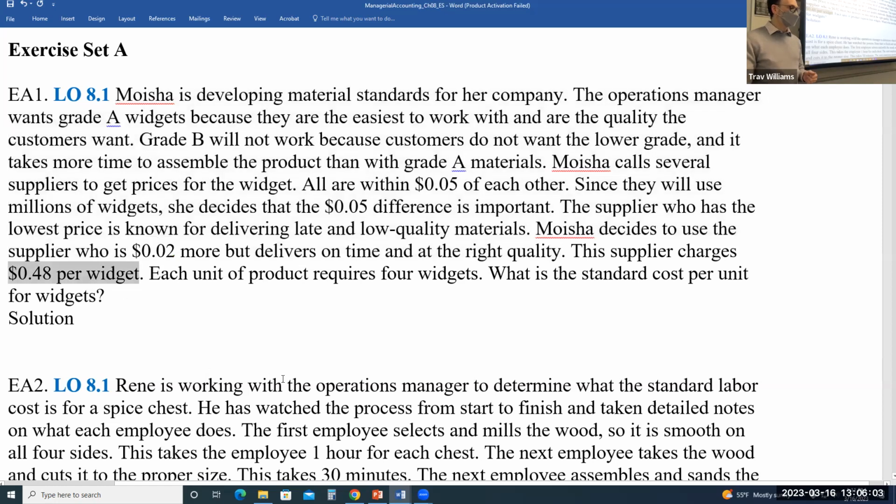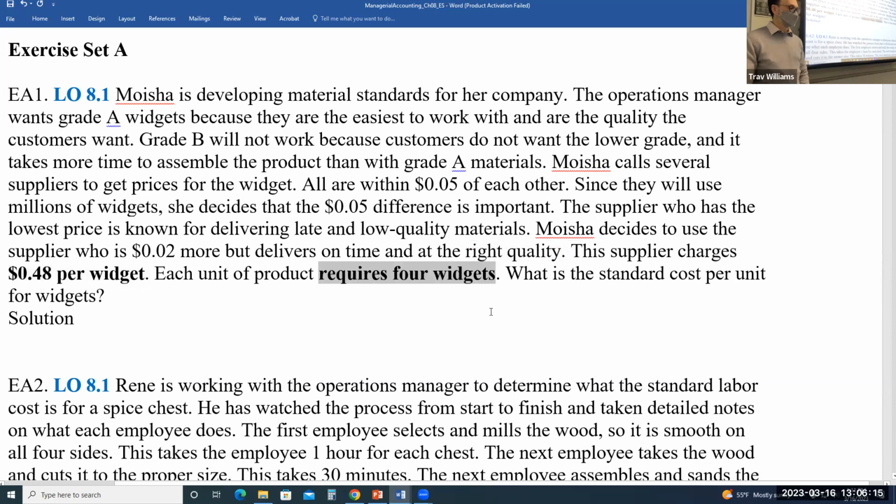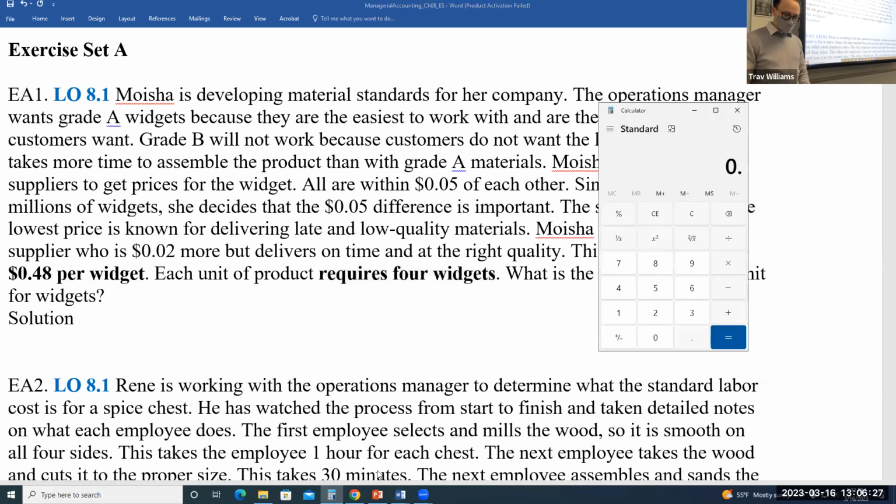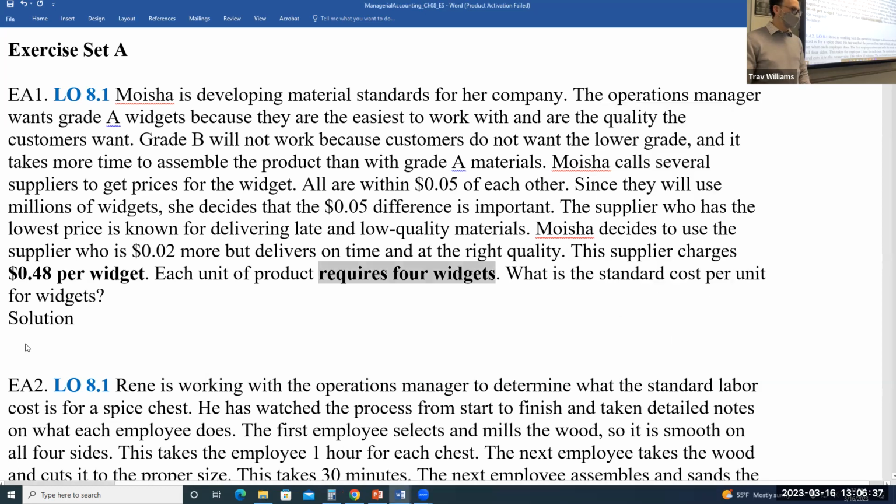Here's a part that is needed for production. It's a widget. It costs 48 cents. And each unit requires 4 widgets. So what would be the standard cost per unit for widgets? How do we figure that out? 48 times 4. That's exactly it, Zay. 48 cents times 4. So the standard cost for widgets would be $1.92.